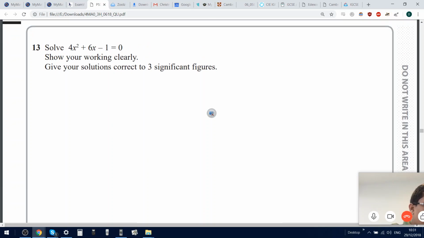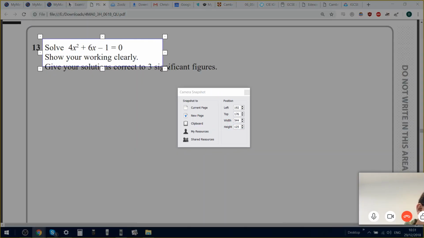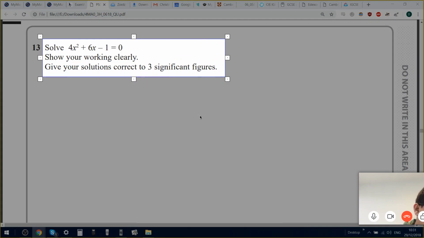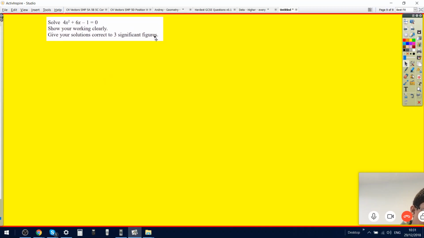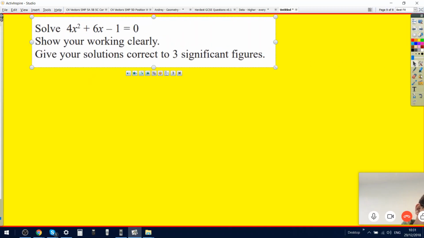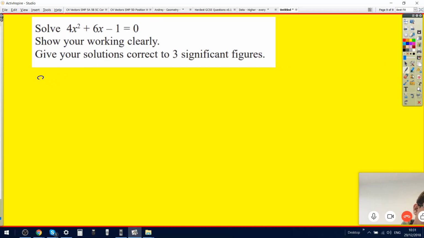How do we do this? So they want us to use the quadratic formula. So I'll write what A, B, and C are. A is 4, B is 6, C is minus 1. So minus B plus or minus the root of B squared minus 4AC over 2A.